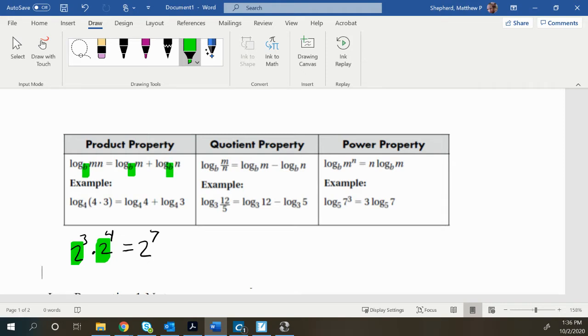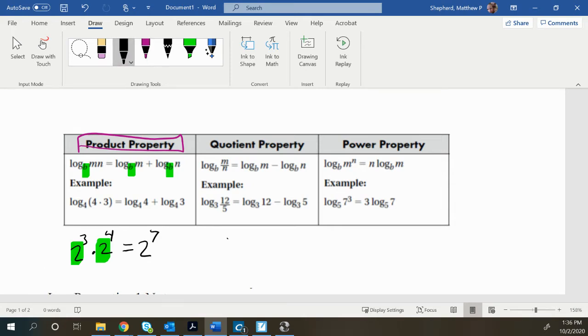So if your bases are the same and you've got these two logs being added together, we can combine them into one log, where the m and the n in that situation are just going to be multiplied. Okay, or vice versa. If I've got a log and I've got two things being multiplied together in that log, I can separate the log out into that addition. This is what is referred to as the product property of logarithms.